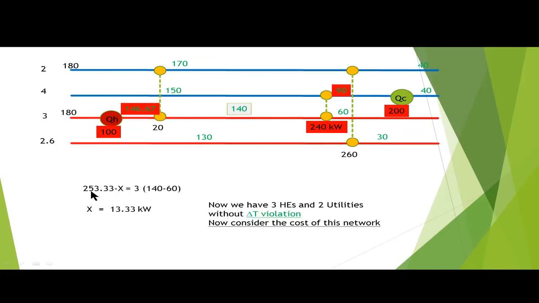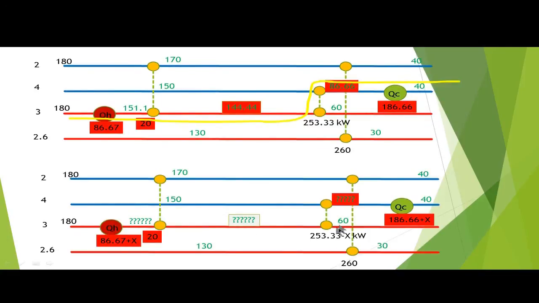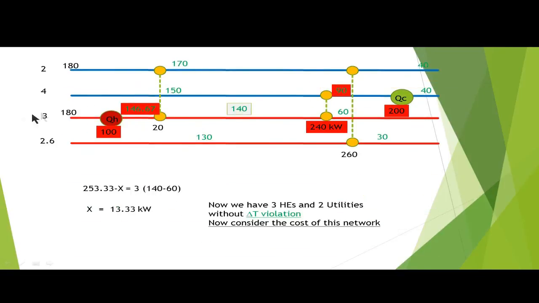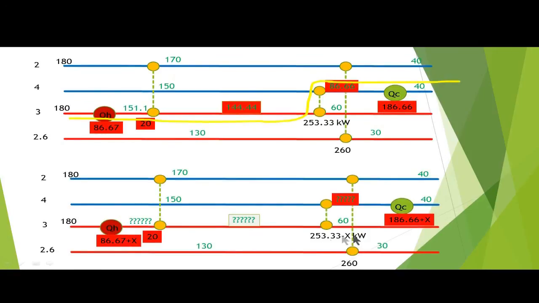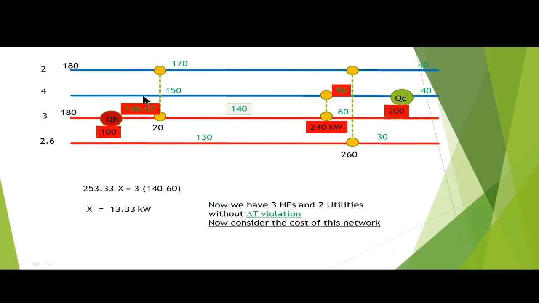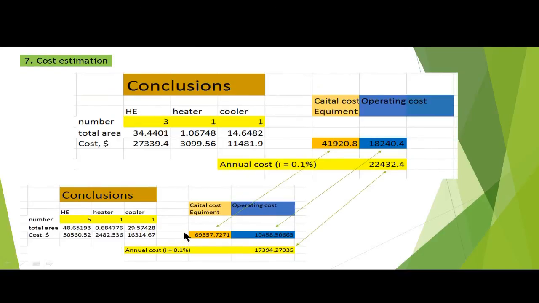We use 253 from the previous one minus x equal to 3 multiplied with the temperature across of that. So the x will be equal to 13.3, and then we substitute x in this equation, in this diagram, and calculate for the temperature of the rest of them. So this is all the result. And of course, we have no more delta T violation. And now what do we do? We have to calculate the cost of this network. We did the same.